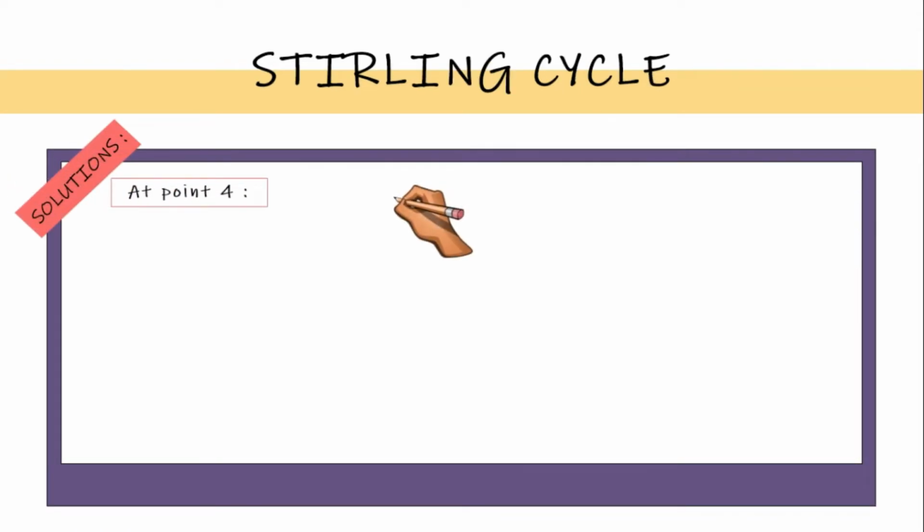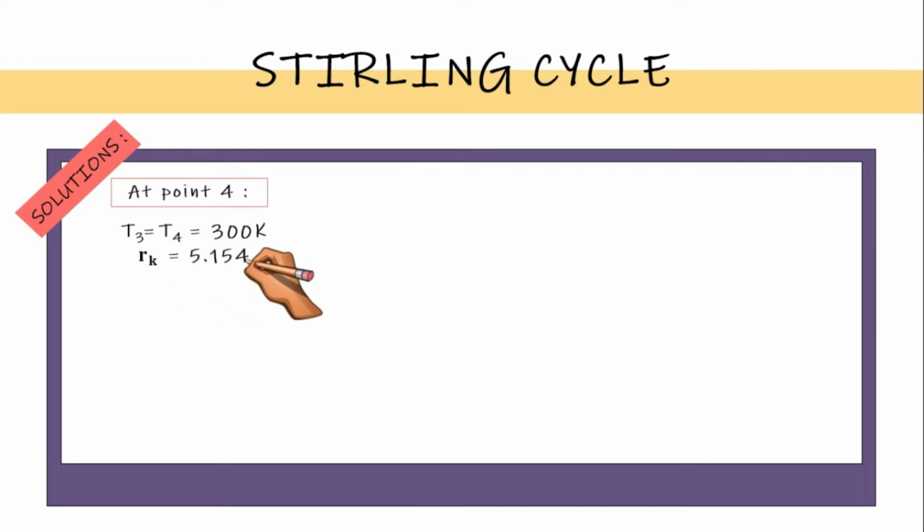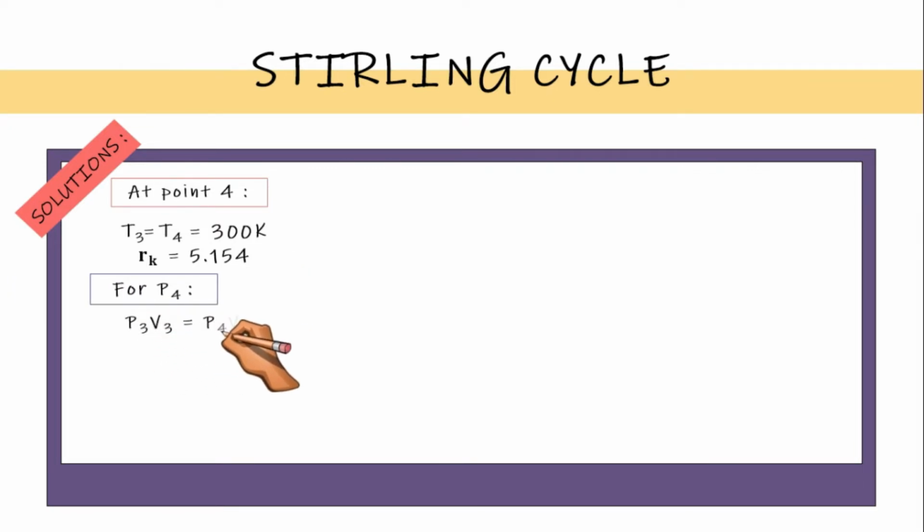The next is at point 4. So we start at point 4. We have T3 is equal to T4. Then T4 is equal to 300 Kelvin. Now, RK is equal to 5.154, right? So, at P4, we have P3 V3 is equal to P4 V4.